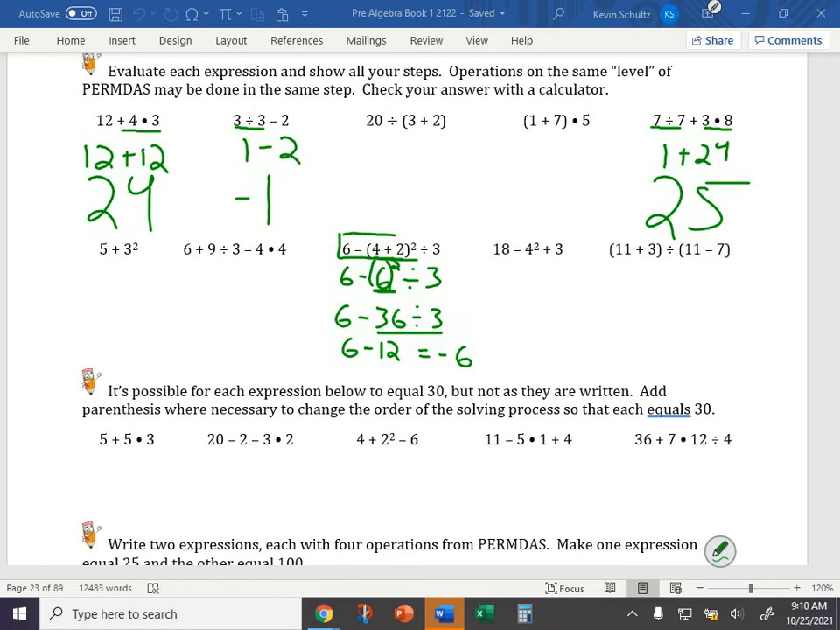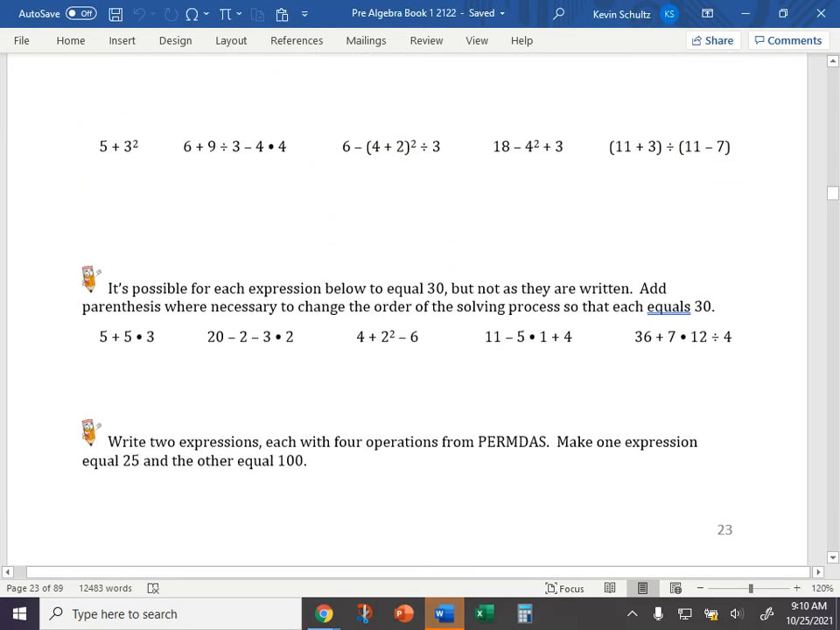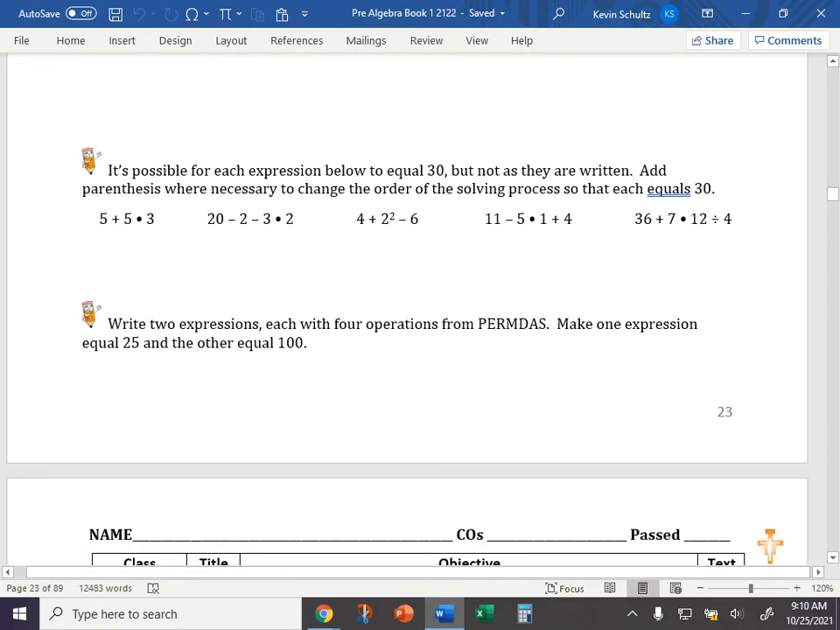Okay. Quentin asked about this section down here. It says it's possible for each expression below to equal 30, but not as they are written. Add parentheses where necessary to change the order of the solving process so that each equals 30. As it's written, 5 plus 5 times 3 would be 20, right? Because we have to multiply first. 5 times 3 is 15. Then we'd add the 5. That gives us 20. So how could we add parentheses here to change the order of operations so that it would equal 30? That's what you're going for here, Shay.